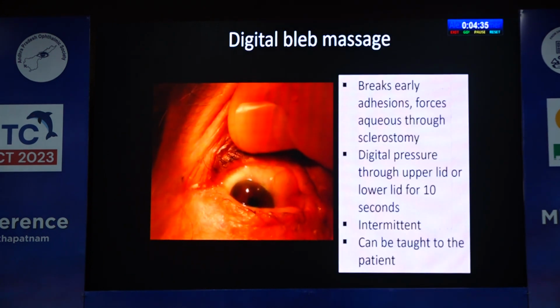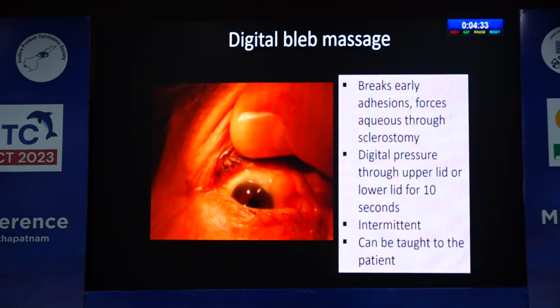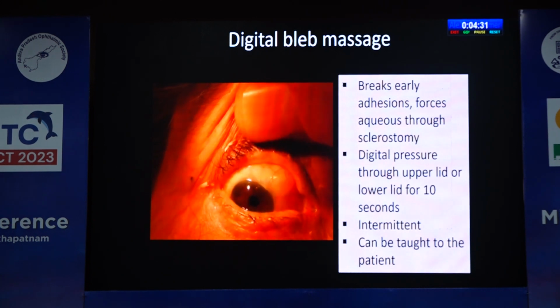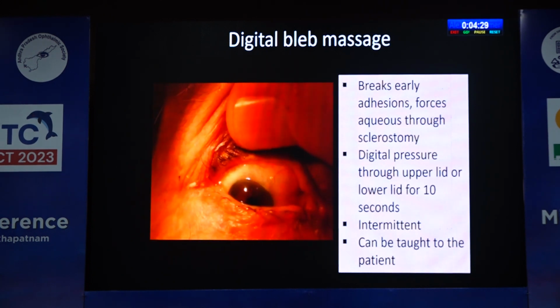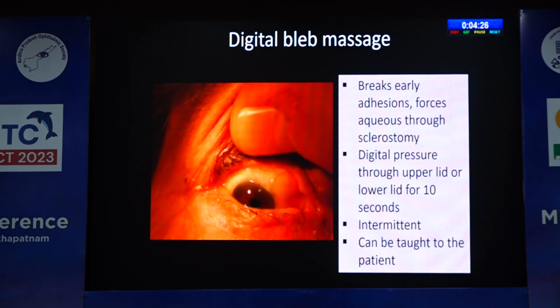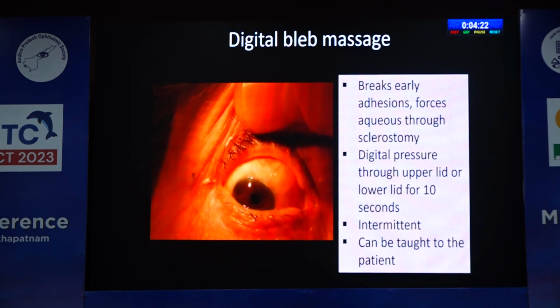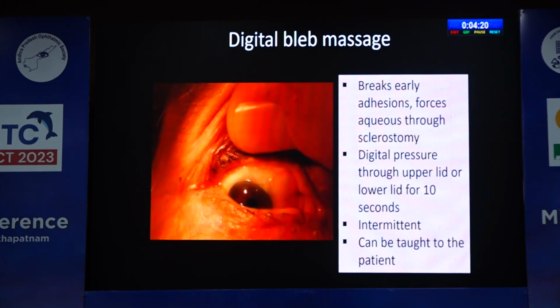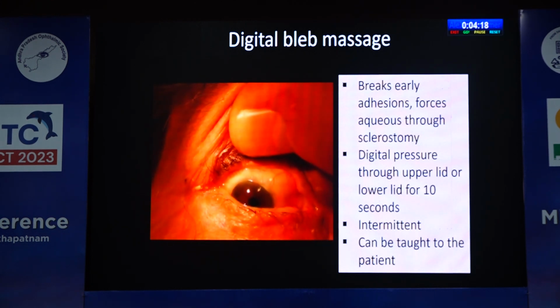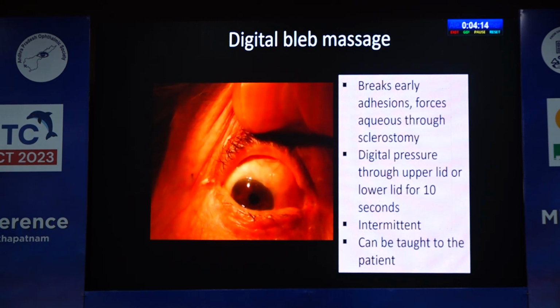Digital bleb massage. This is something which we start early on, even the 3rd or 4th day. Gently we have to do it from the upper lid. It has to be guarded on slit lamp or under proper supervision. This breaks early adhesions and forces aqueous through the patent sclerostomy. It should be intermittent and can be taught to the patient. When this is taught to the patient, it should be done from the lower lid.